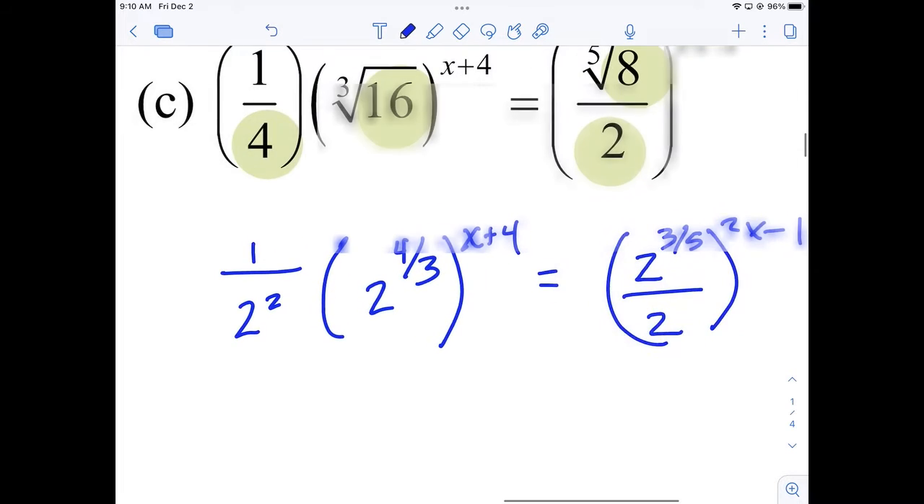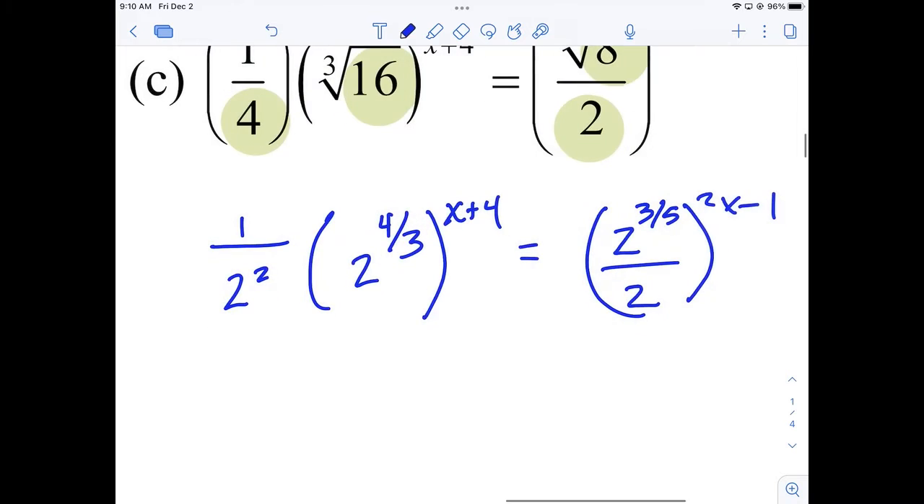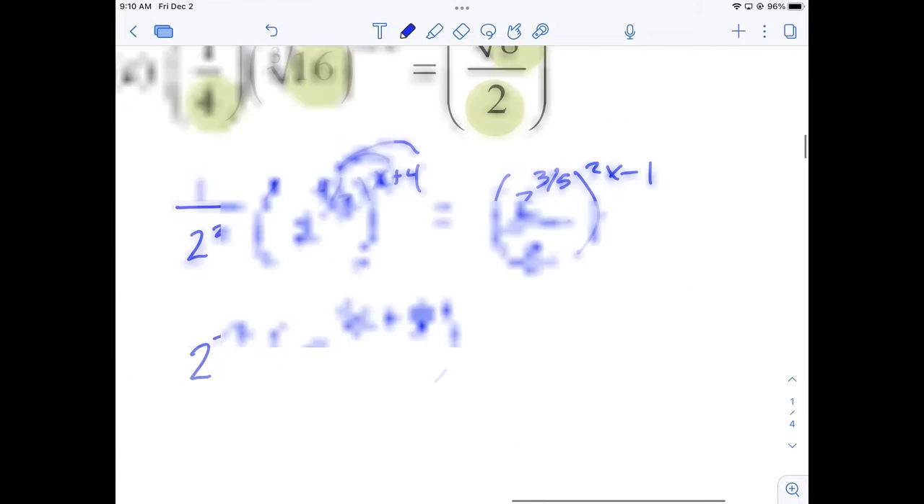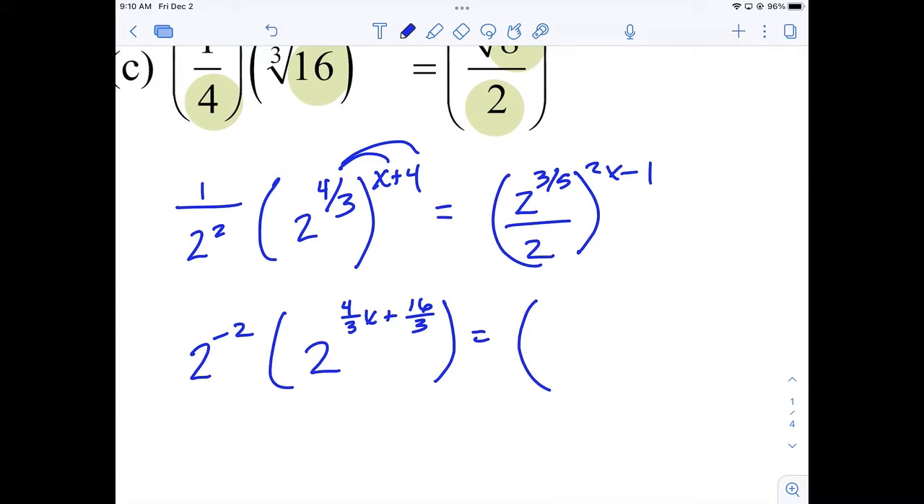Now, let's go ahead and I'll bring this to the top, call it 2 to the negative second. And then over here, I guess I can distribute, huh? That's 2 to the 4/3 x plus 16/3. Oh boy, here's those wonderful fractions again. Like we started the year with, right? Here I got 3/5 minus 1. What's 3/5 minus 1?